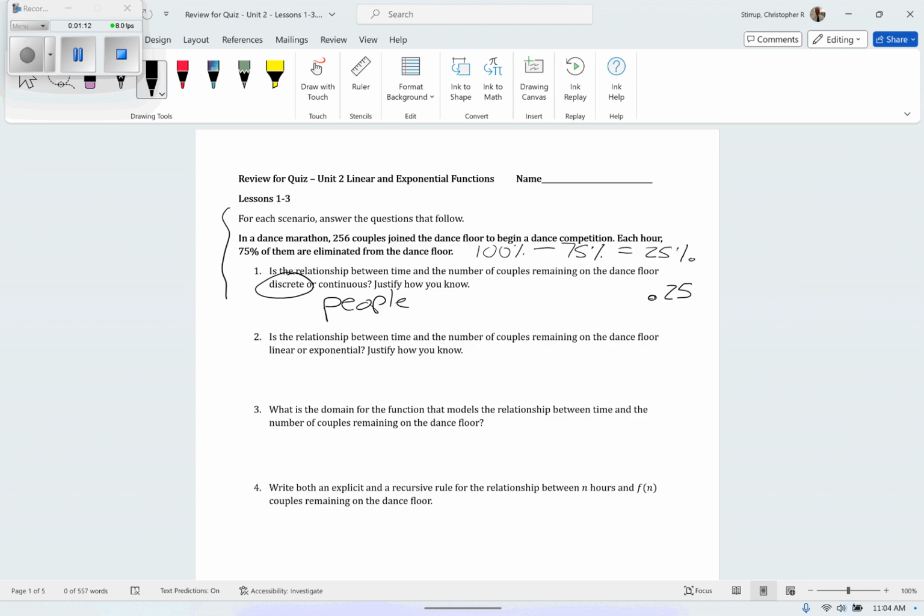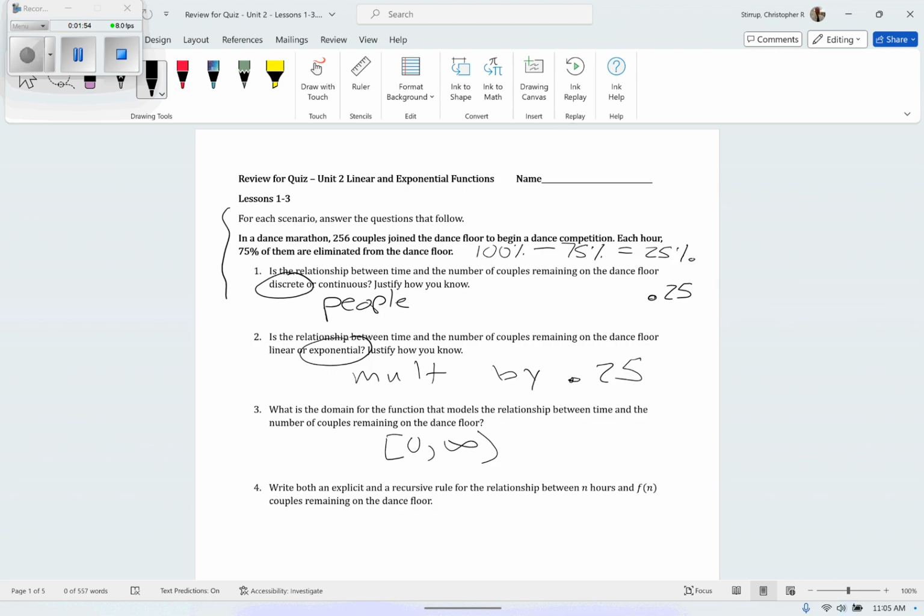Is this relationship between time and the number of couples remaining on the dance floor linear or exponential? I would say it's going to be exponential because I'm multiplying each hour by 0.25. What is the domain of the function? I'd say the domain would be, you're starting with a certain hourly amount and you're going to an infinite amount. Okay, check to see how your teacher wants you to write the domain, but that's one way of writing it. We could probably also get away with saying that it is rational numbers, but we're not going to worry about that too much right now.